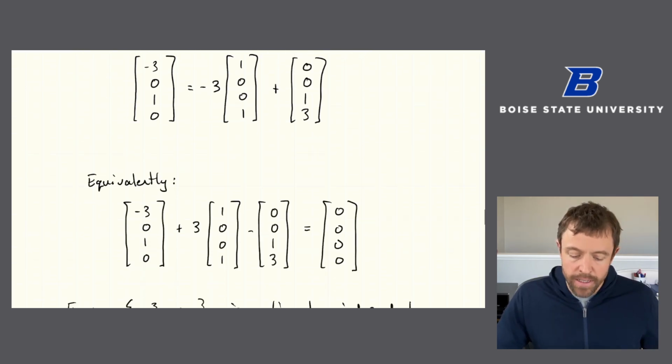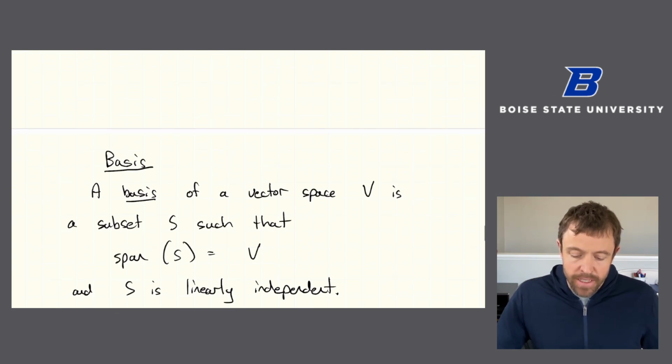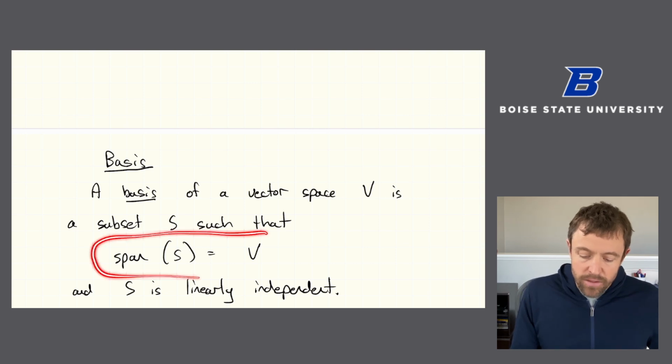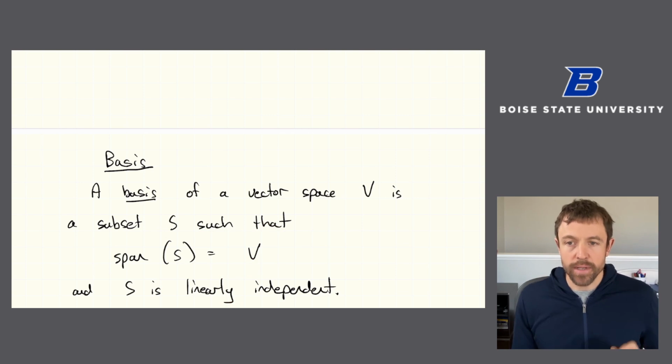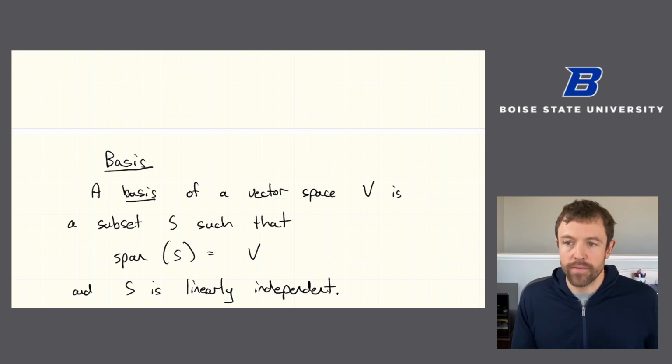What don't we need? The notion of basis is that a basis of a vector space is a subset that spans the whole space and is linearly independent. So we can get every vector in the vector space as linear combinations of the set, but we don't have anything unnecessary in that we could have gotten it from the other vectors.